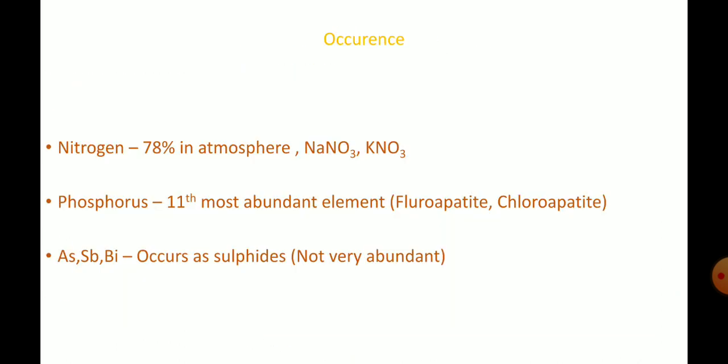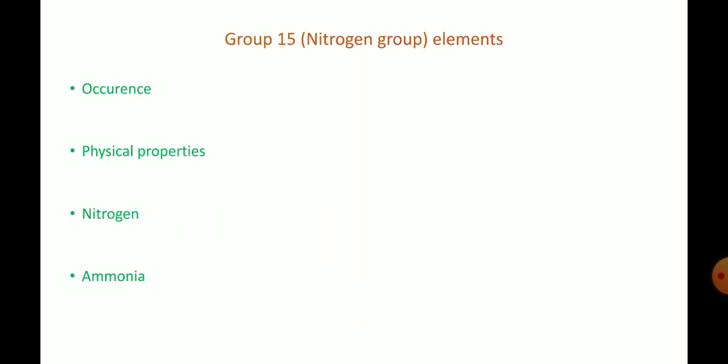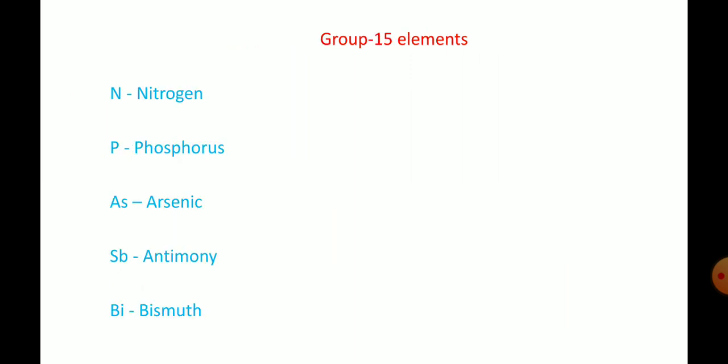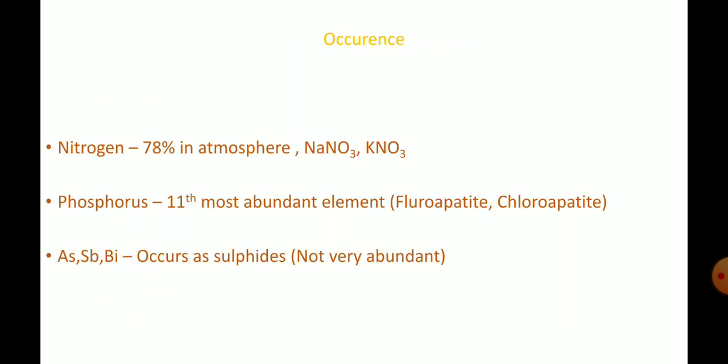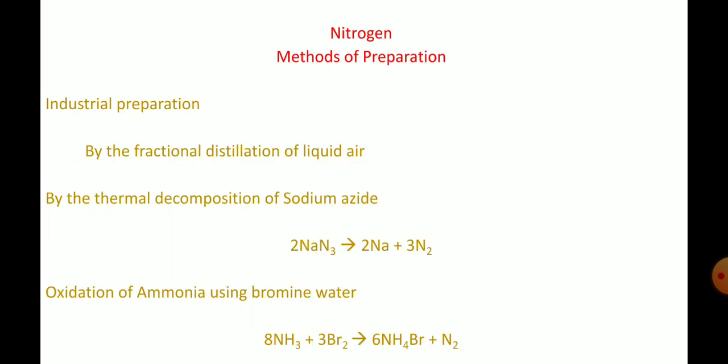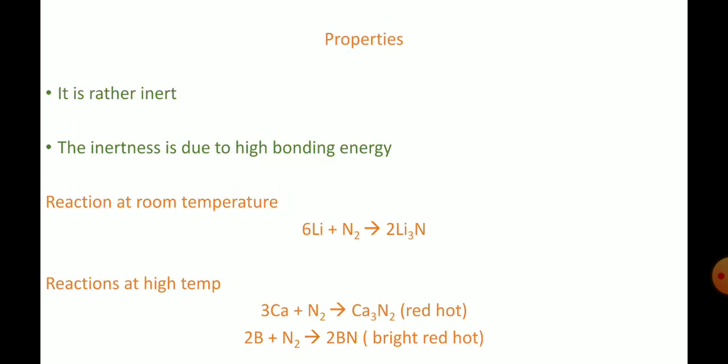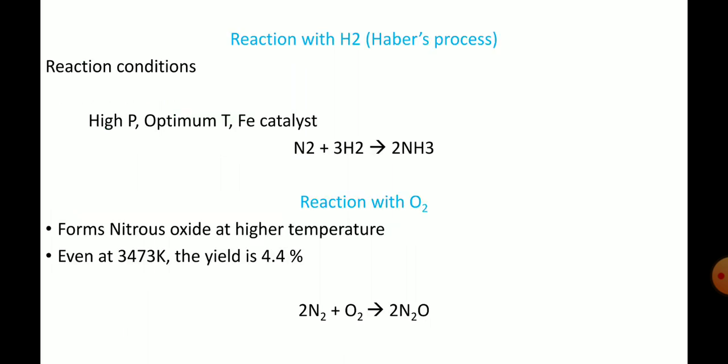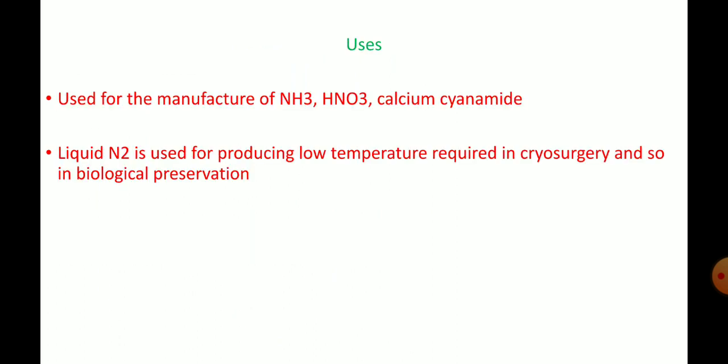Okay, dear students, what are the things we have seen in this video? We have seen the occurrence and physical properties, and only up to nitrogen we have seen. About ammonia we will see in the coming video. The elements nitrogen, phosphorus, arsenic, antimony and bismuth are the elements of group 15. Occurrence we have seen, then the physical properties of group 15 elements also we have discussed. Then the methods of preparation of nitrogen we have seen. Then its properties: nitrogen is rather inert, due to its high bond energy. And the chemical properties we have seen, about Haber's process we have seen, and finally the uses of nitrogen.